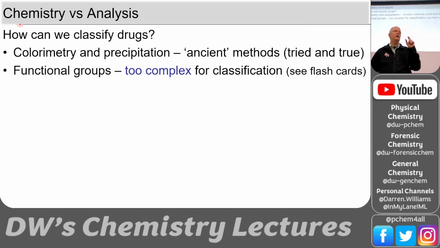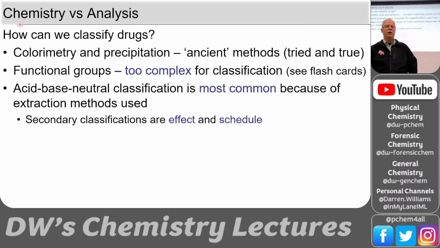This drug is an alcohol, because so many of them are alcohols. Or this drug has got a fused ring structure. There's so many that have that. Acid base neutral classification is common because of the extraction methods used. So we talked about that. Is this drug a base? Is it an acid? Is it both? So that's pretty helpful.